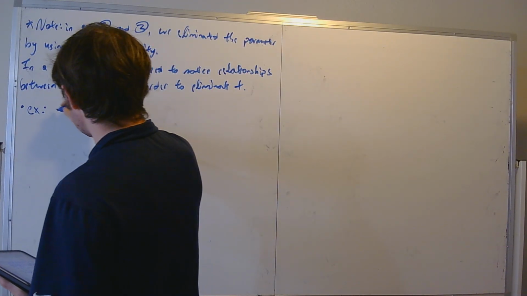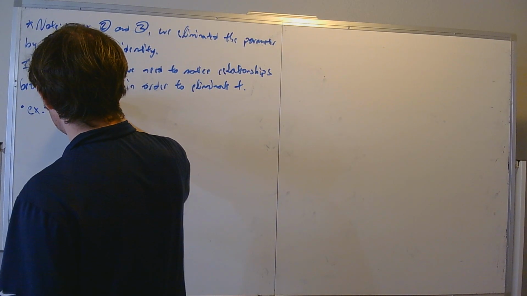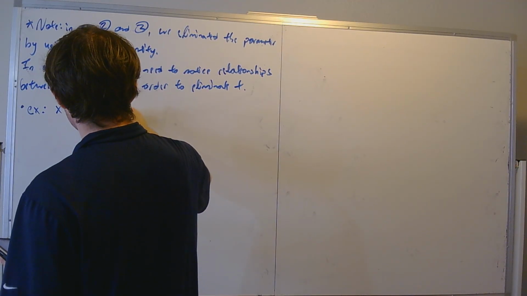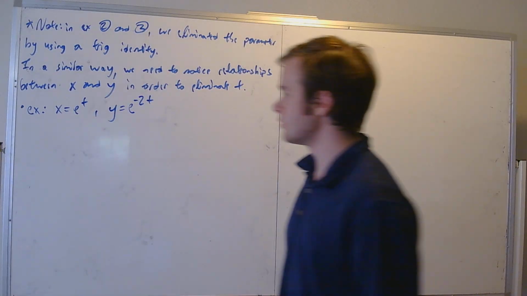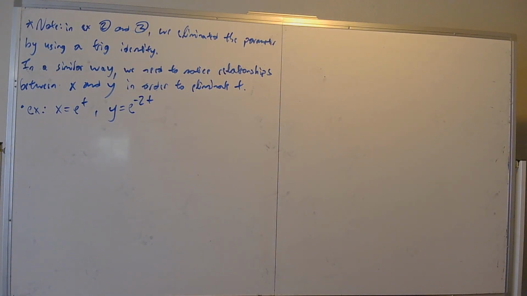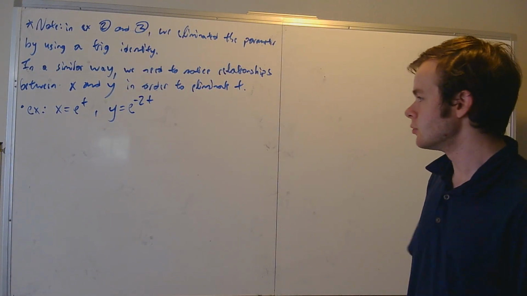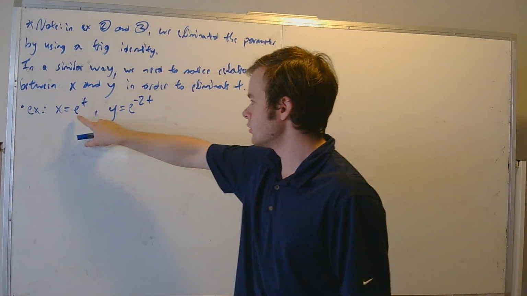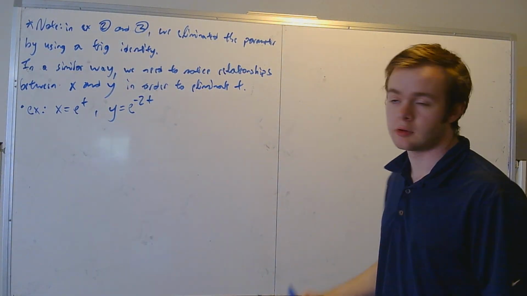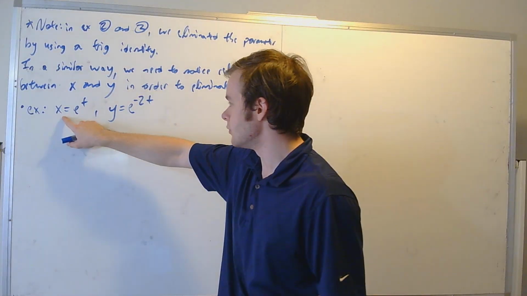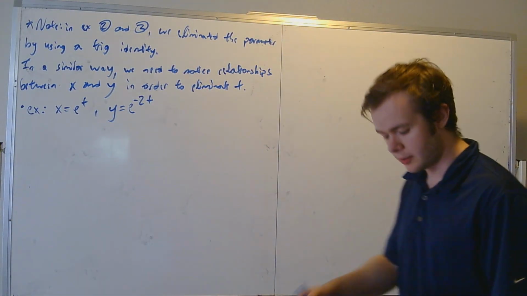So our next example here is going to be where x equals e to the power of t and y equals e to the power of negative 2t. And as I said here, we're trying to look for a relationship between x and y. Well, notice if you raise this to the power of negative 2, you get this. So that's how they're related. If you raise x to the power of negative 2, that's equal to y.